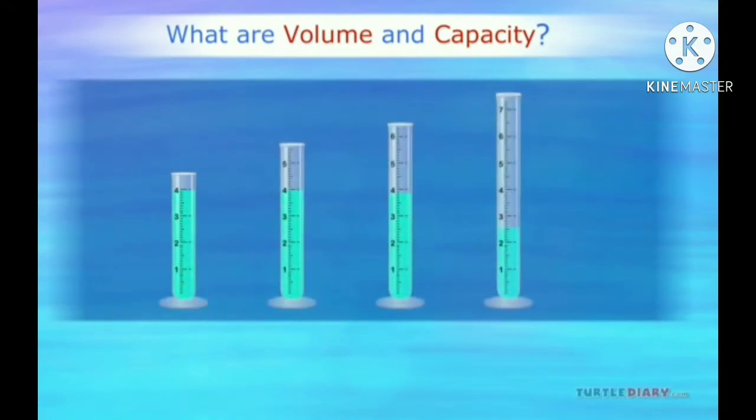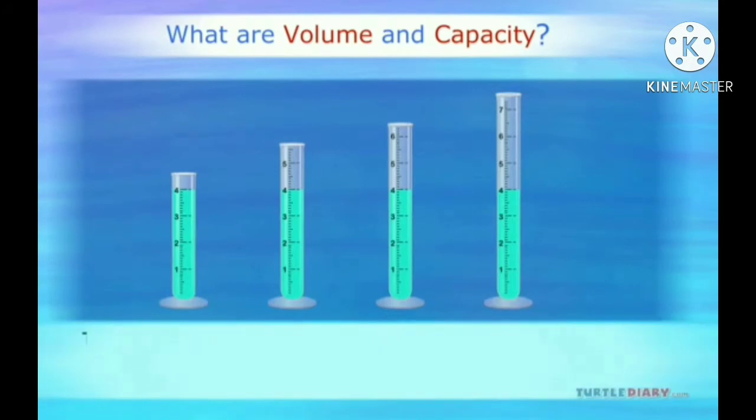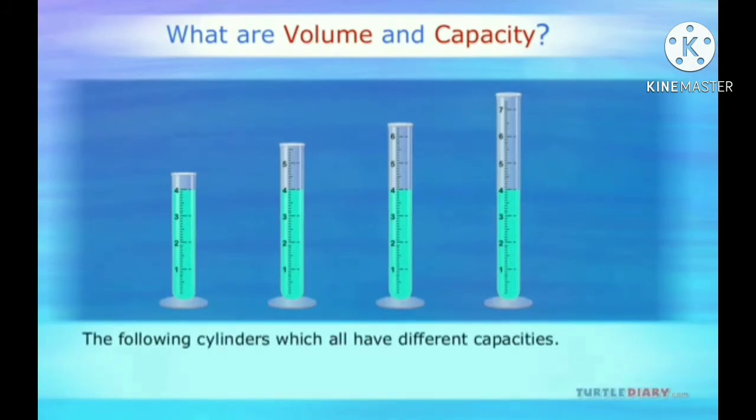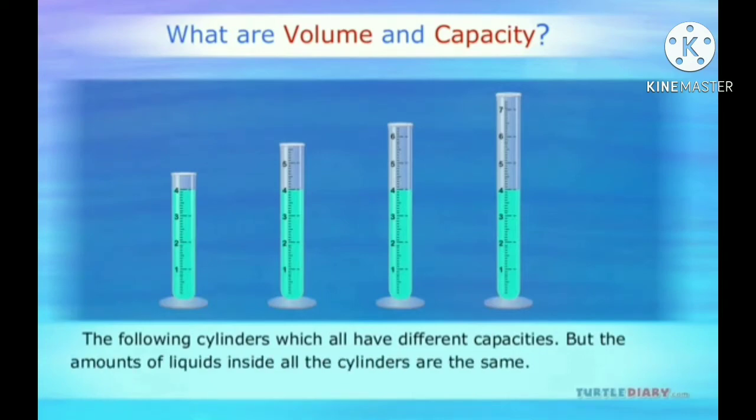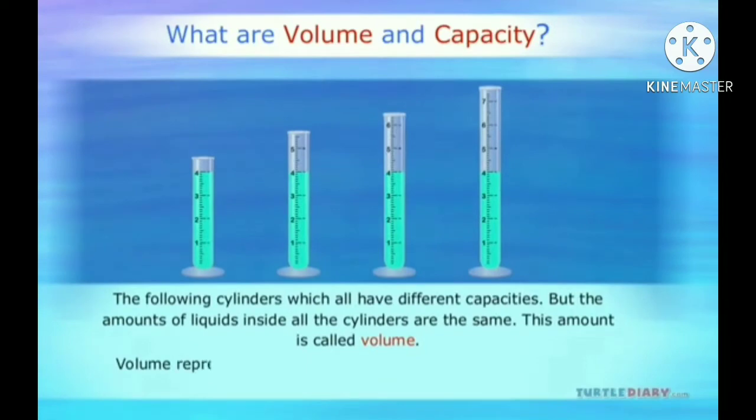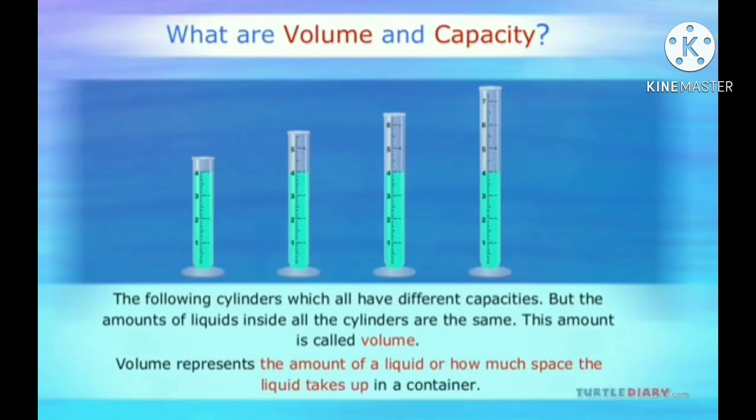Sometimes the amounts of liquid inside different bottles or jars are the same, but the capacities of the containers are not the same. The following cylinders all have different capacities, but the amounts of liquid inside all the cylinders are the same. This amount is called volume. Volume represents the amount of a liquid, or how much space the liquid takes up in a container.